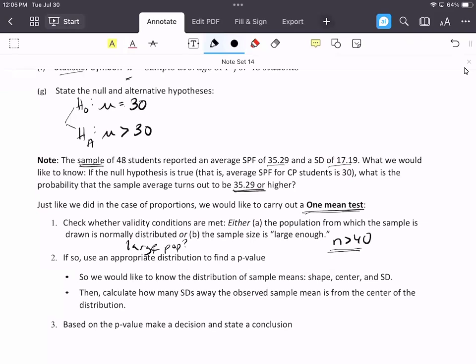So we can say, okay, the central limit theorem is met. So if so, use an appropriate distribution to find a p-value. What we'd like to know is the distribution of sample means, the shape, center, and standard deviation, and then calculate how many standard deviations away the observed mean is from the center of the distribution. And then based on the p-value, make a decision and state a conclusion. So we're going to do these steps starting on the next page. So these are what we need to think about as we go. This is the summary for the one mean test. Like I said, we want to also make sure there's a large population. And we will do that on the next page.